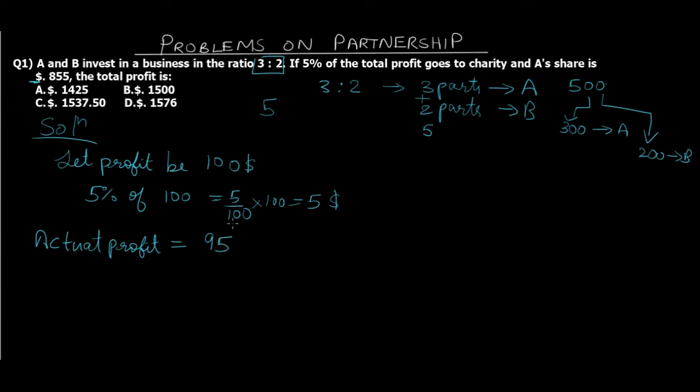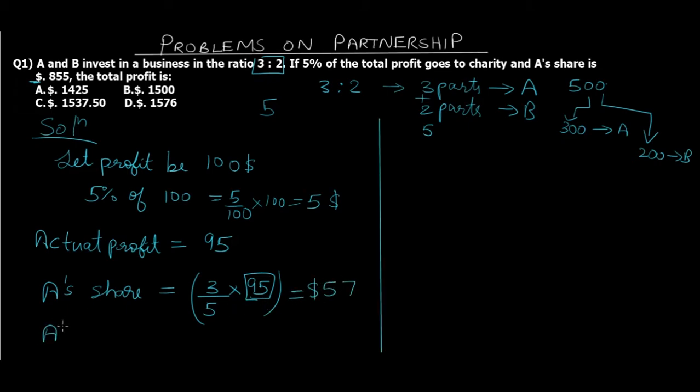Now this 95 is going to be shared between A and B in the ratio of 3:2. So this is what is given to us. So A's share is going to be 3 out of 5 into 95, because A wants 3/5 of 95. So this is how we represent it mathematically. When you actually solve this, this would give you $57. So we got A's share of profit, which is equal to $57. But this is not our answer because we have assumed the profit to be 100 rupees.